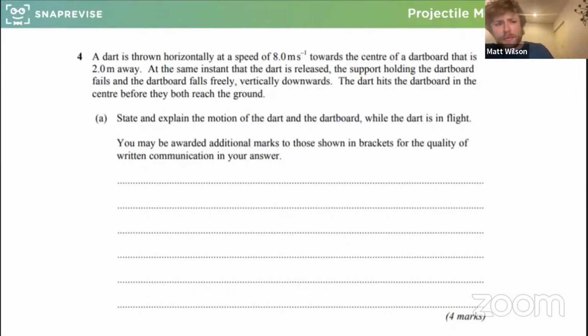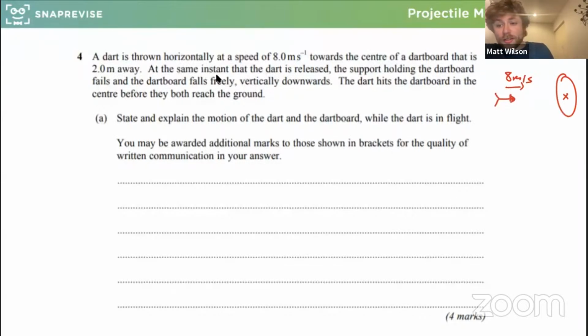Okay, there's going to be a big paragraph of information here, which is a warning sign that I should probably start drawing a picture. So we have a dart, thrown horizontally at a speed of 8 meters per second towards the center of a dartboard. So here's a dartboard, and the center is here.